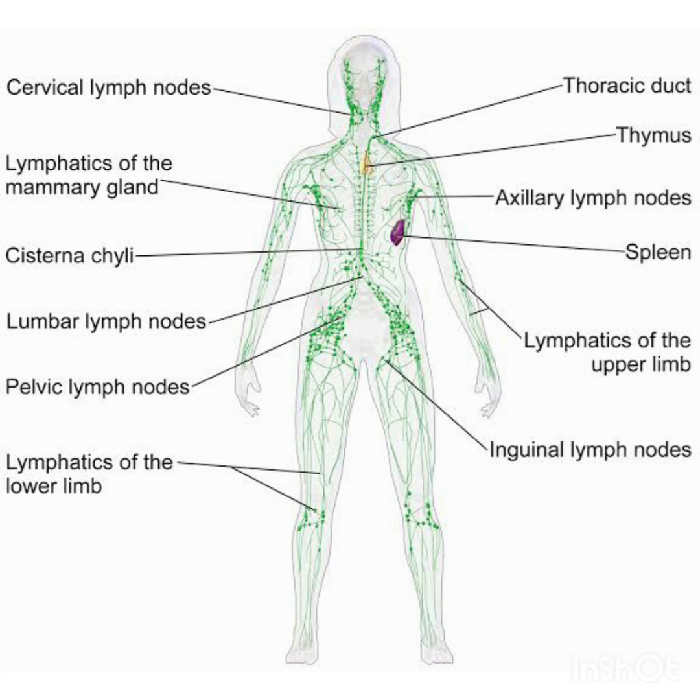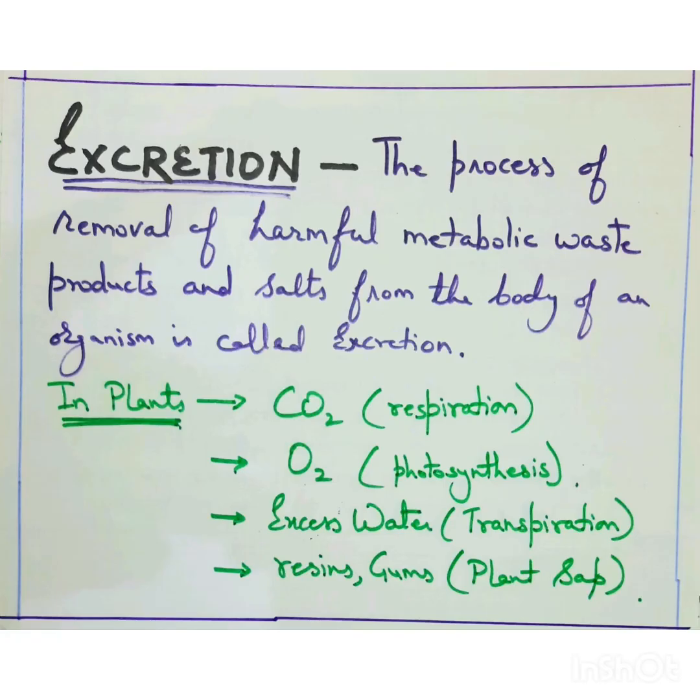The next system we will be discussing is the excretory system. Let us first talk about what excretion is. It is the process of removal of harmful metabolic waste products and salts from the body of an organism. Unlike animals, the excretory system in plants is not well developed. The different waste products released by plants are carbon dioxide, which is released during respiration, oxygen, which is released during photosynthesis, excess water through transpiration, resins, gums, and some other waste products stored in the cellular vacuoles.